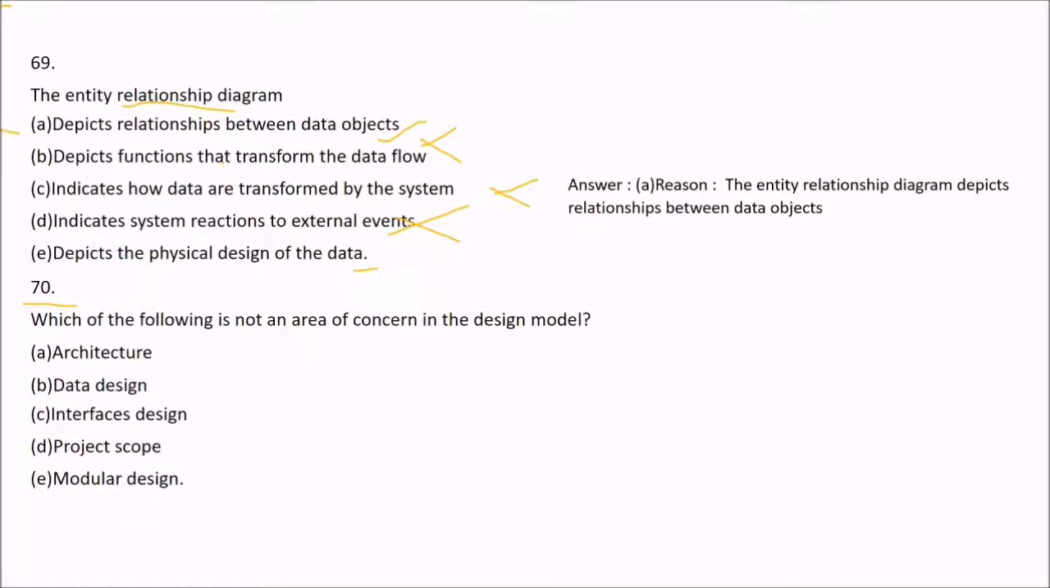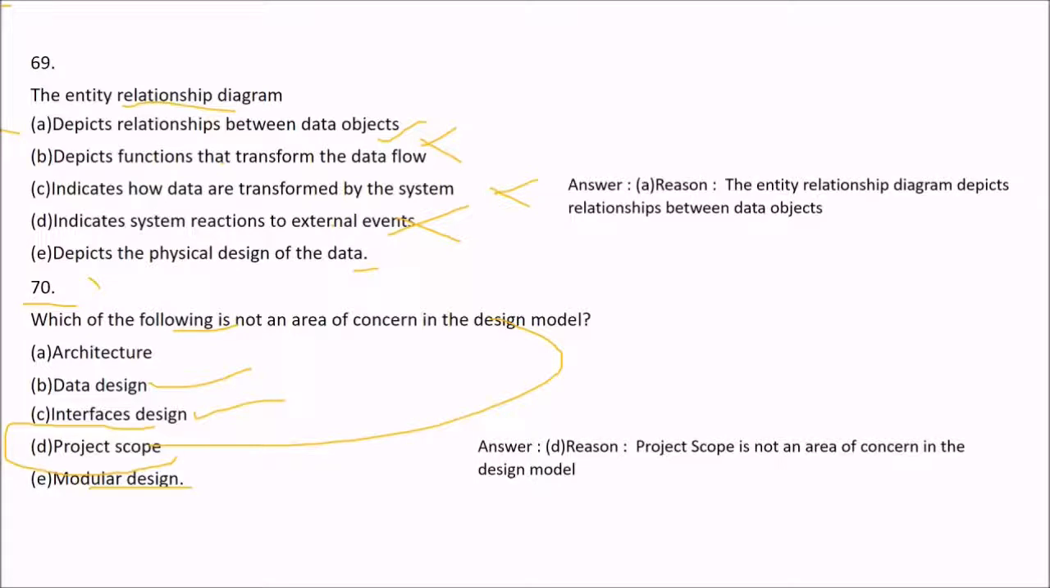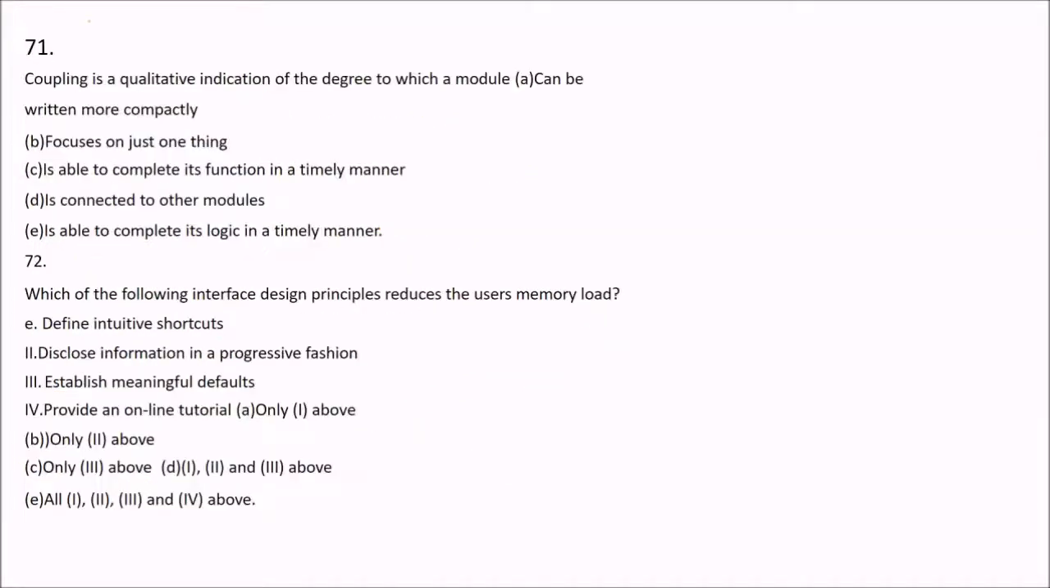So in this architecture, A is an area of concern in the design model, and B is data design. This is there. Interface design. This is there. Project scope. No, it is not in the design model. Modular design is in the design model. Answer is D. Project scope is not an area of concern in the design model.